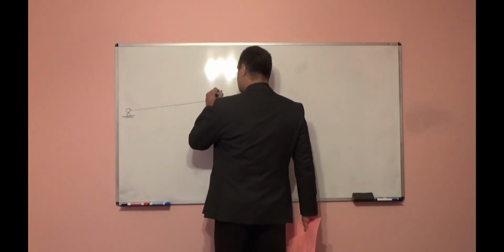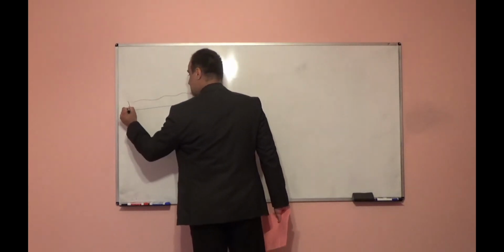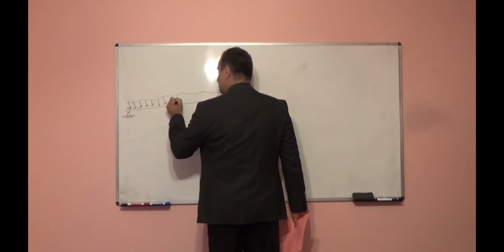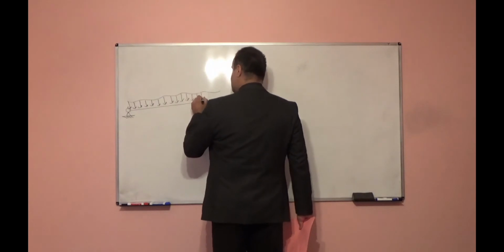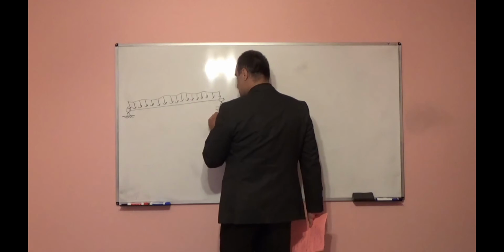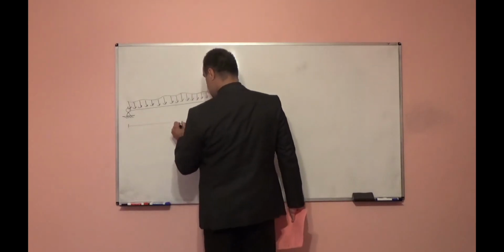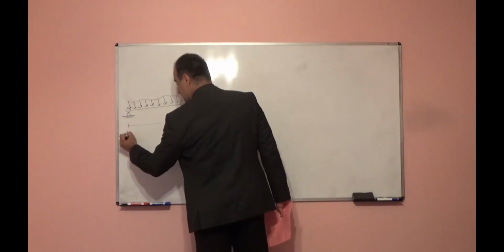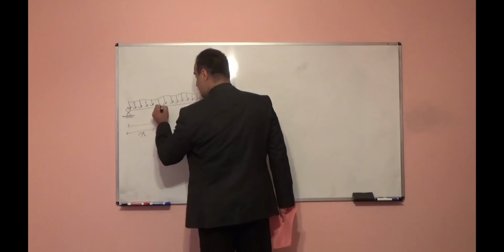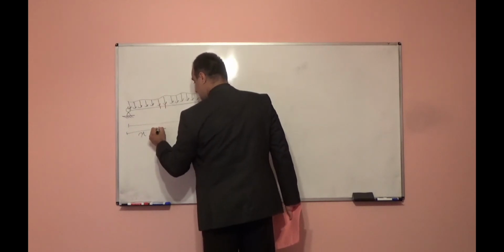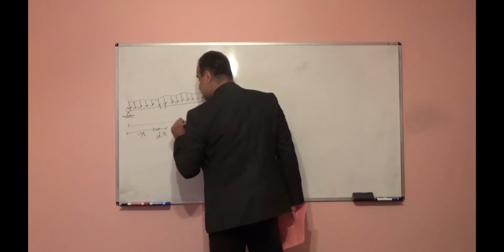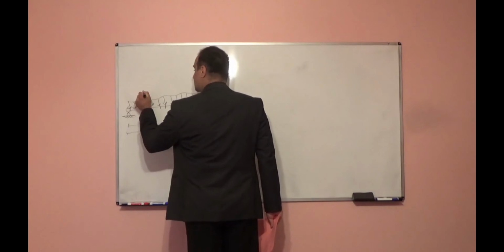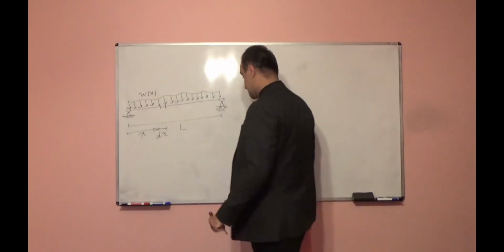Assume we have a simply supported beam subjected to a distributed load, and this distributed load can be uniform or non-uniform. Here assume it is non-uniform and it is a function of x. The length of the beam is L. I assume one element of this beam, and the length of this segment is very small. I show it with differential length dx, and this distributed load is a function of x.